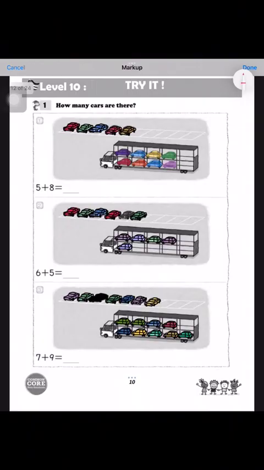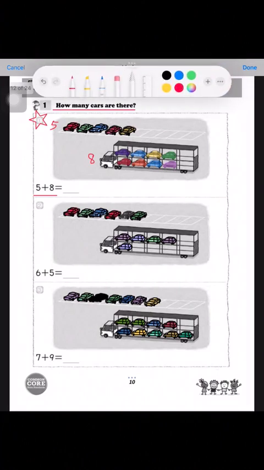Let's move on to page 10. How many cars are there? Let's start with the first one. There are 5 on the ground and 8 on the truck. We may regroup it by transferring 2 cars from the floor to the truck. So how many cars are there? There are 10 and 3 cars, 13.